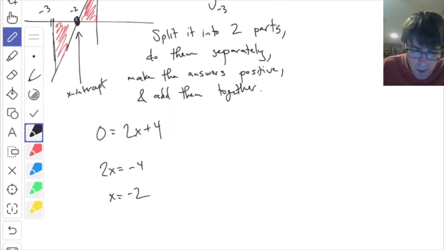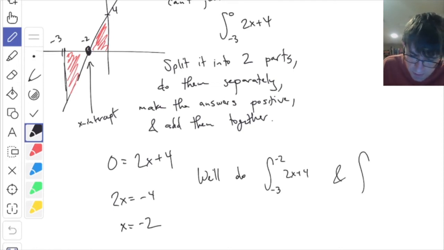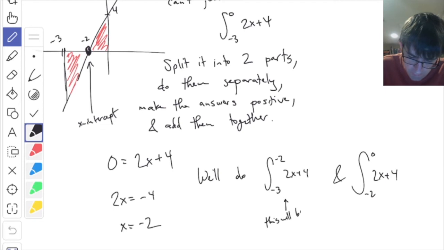And so what I meant when I said split it into two parts is, we'll do the integral from minus 3 to minus 2 of this function, 2x plus 4. And separately, we also do the integral from minus 2 to 0 of 2x plus 4. All right. One of these will be negative. Actually, if you believe my picture there, this first one will be negative. We're going to make it positive and then add them together because I don't want them to cancel each other out. I want to get the total sum area of both of them. All right, let's do it.